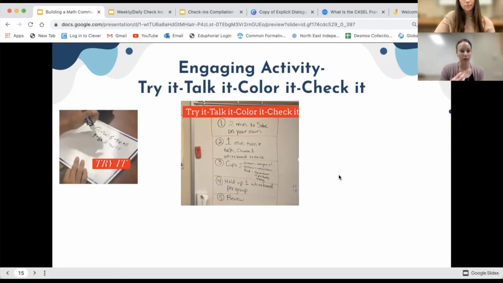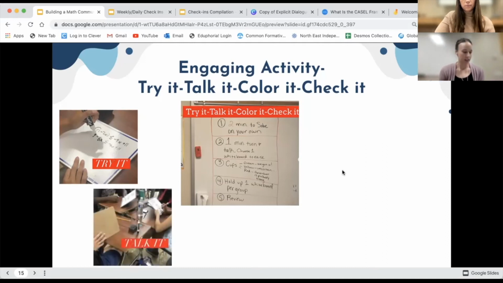This first image that you'll see is just the overview that we had on the board. We give students 2 minutes to try it on their own. So that's the Try It phase. I think this piece is really important to make sure that we're giving students time to process and time to either build their confidence in the problem at hand, or to really know what questions they have about this problem that they're trying.